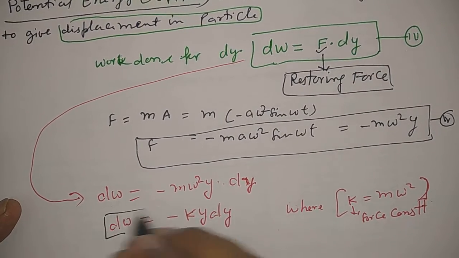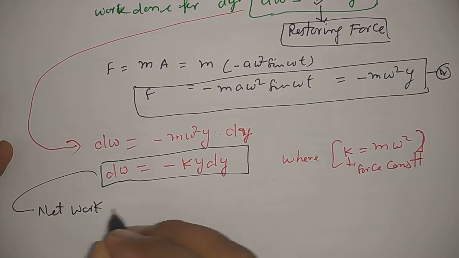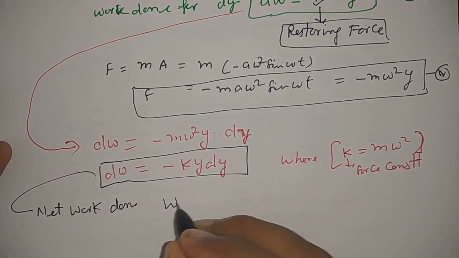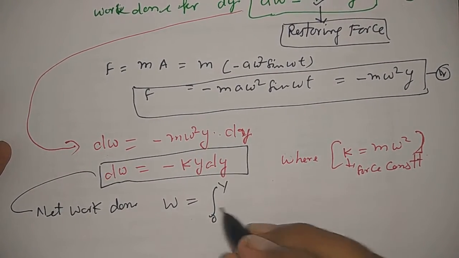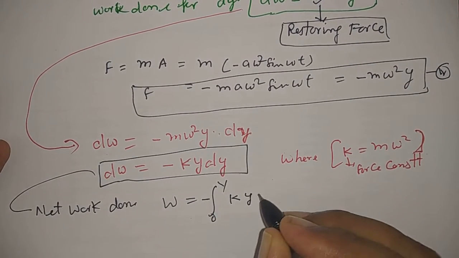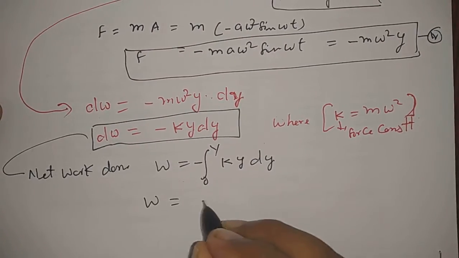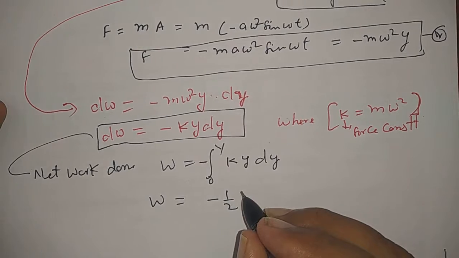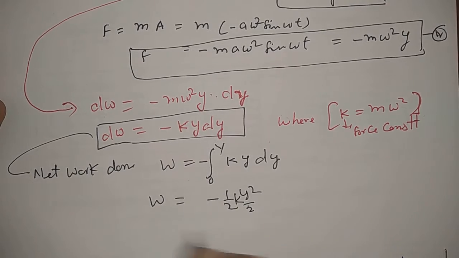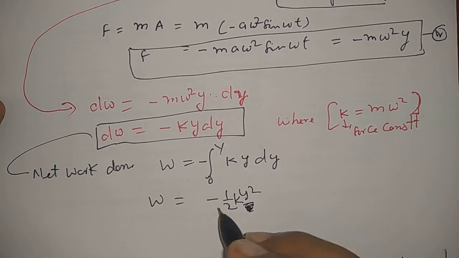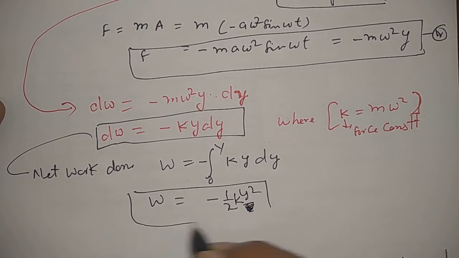Now in this equation, we are going to see the net work done W. This net work done W is equal to the integral from 0 to y of minus k y dy. So this work done is equal to minus, the integration of y is y square by 2, so half k y square. It is the work done.